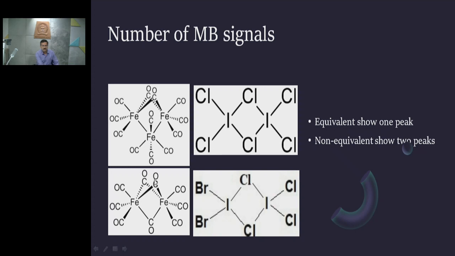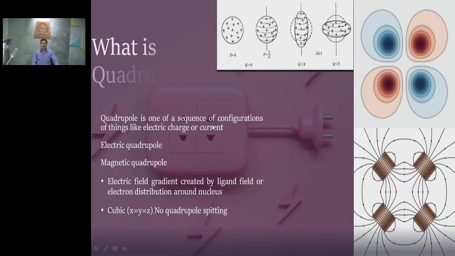So this is the equivalence. This one is equivalent and this one is equivalent, and this is a cross. I put it in a cross way, and this is non-equivalent. So non-equivalent used to give 2 peaks because of 2 different environments, while equivalent used to give 1 peak. Then the question arises, what does it mean by quadrupole?